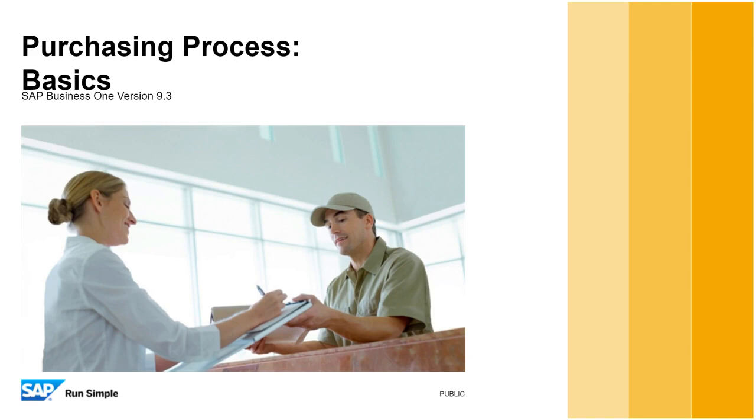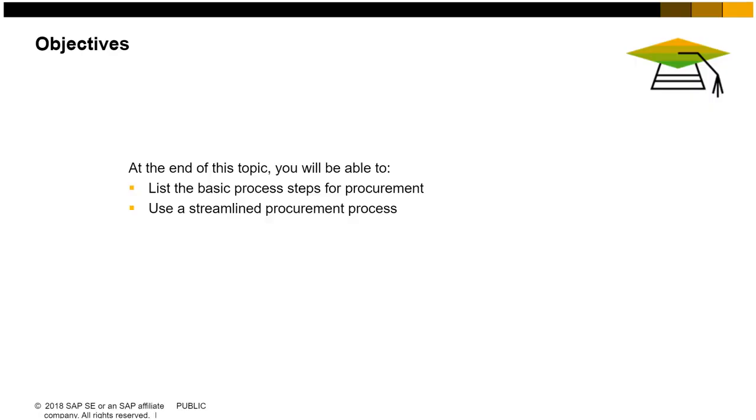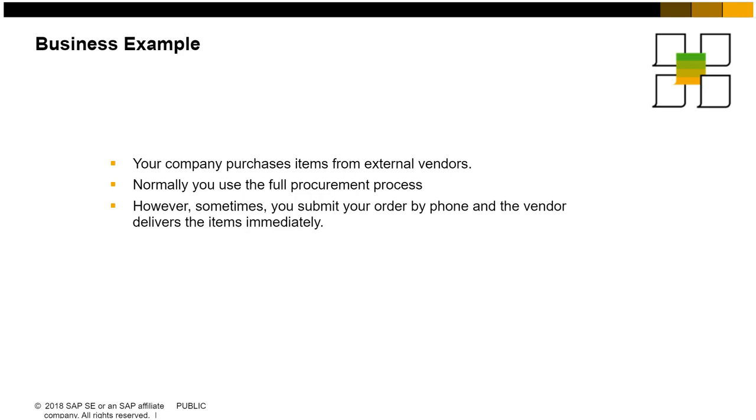Welcome to the Purchasing Process Basics topic. In this session, we will look at an overview of the procurement process. At the end, you will be able to list the steps in the procurement process and purchase an item using a streamlined procurement process. Imagine that your company purchases items from external vendors.